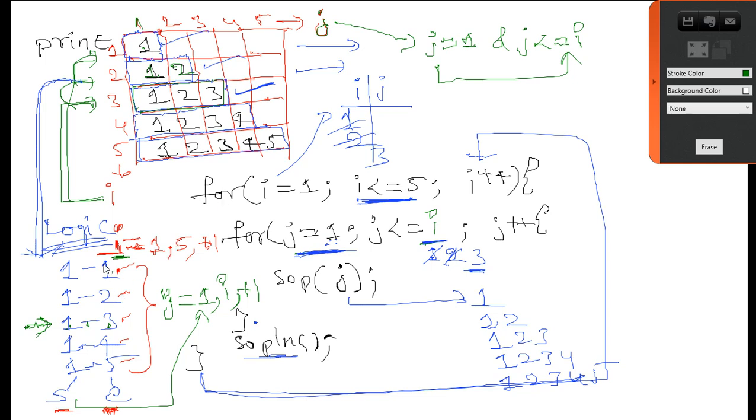Then the J for loop. If you observe, these 5 rows we are going to convert into J. J is equal to the starting value. What are the starting values? They are all ones, therefore I write 1. What is the ending value? I. I is the ending value.